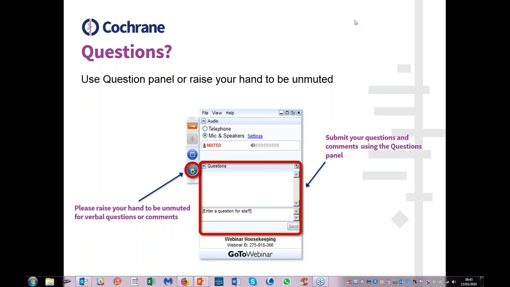While I'm looking at those, I can see that Adele has raised her hand. So Adele, I'm going to unmute you and please feel free to speak. Go ahead, Adele.